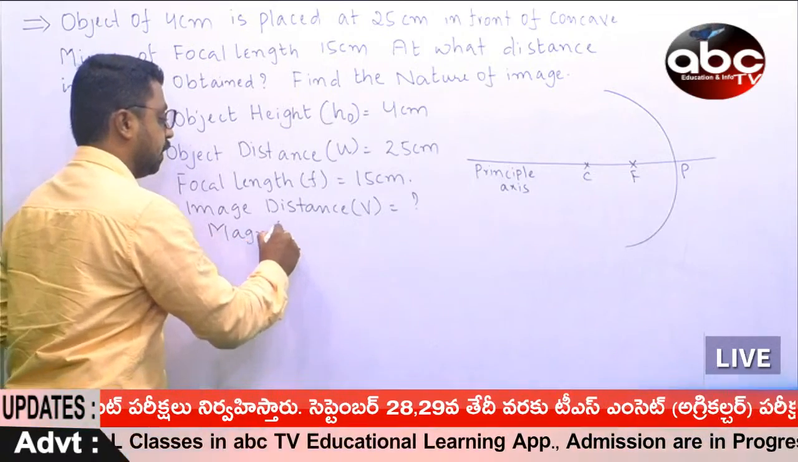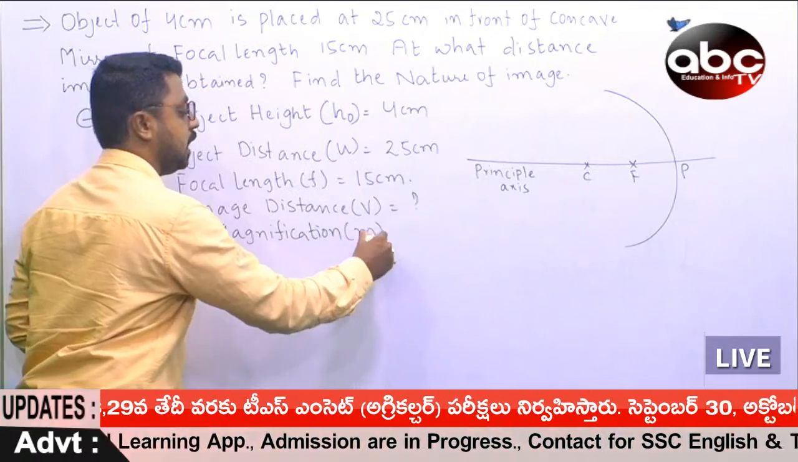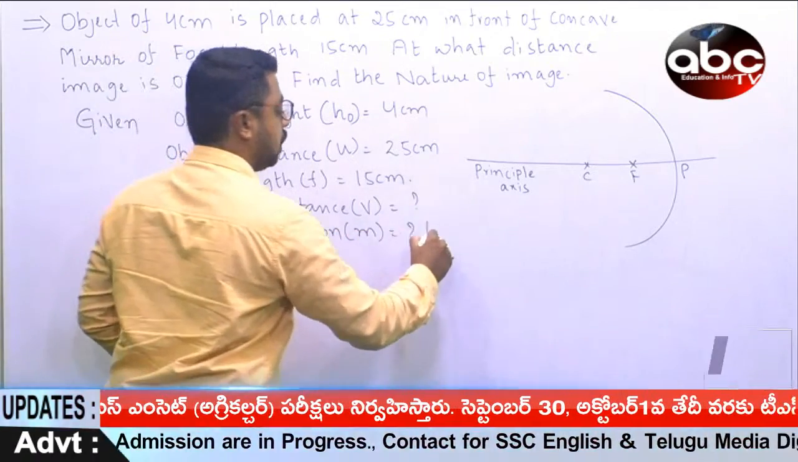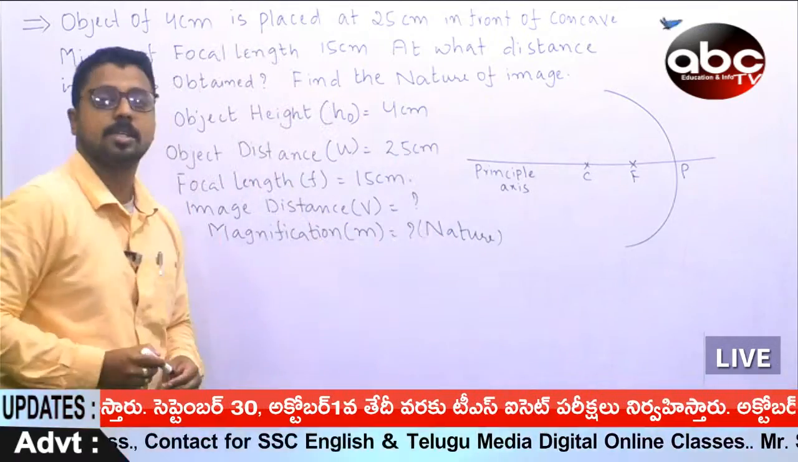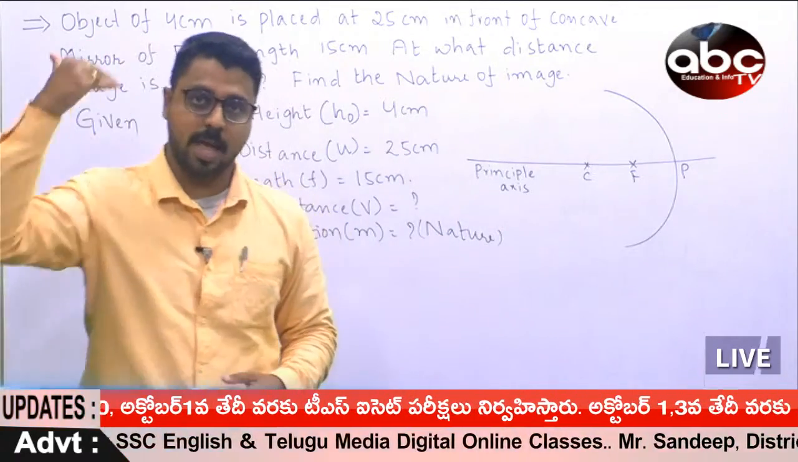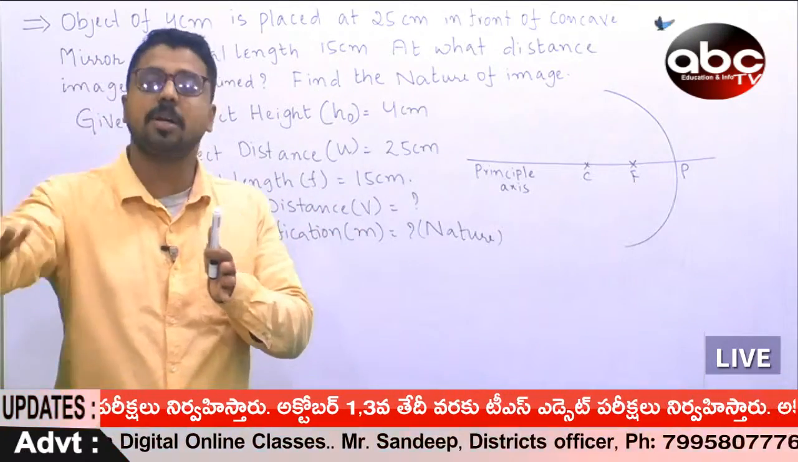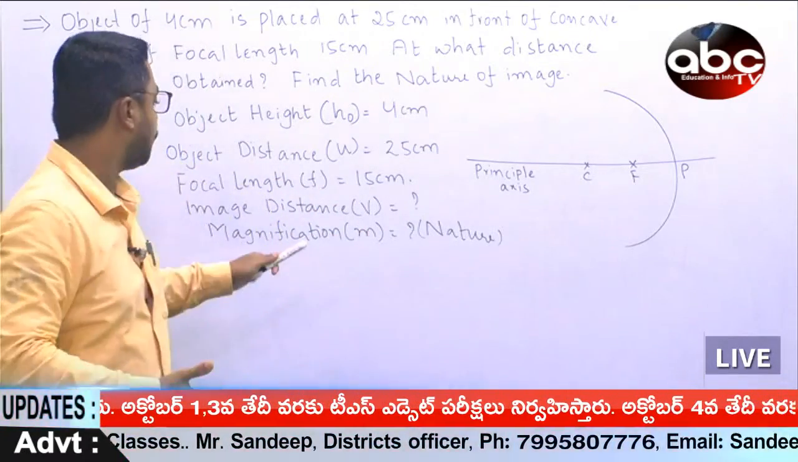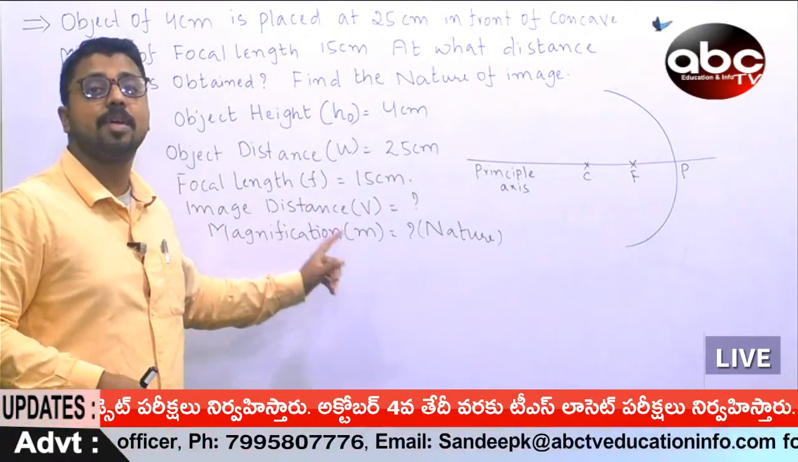If you know the properties of magnification, automatically you can find the nature of the image. That is, whether it is either inverted or erect, in front of or behind, enlarged or diminished. What type of image it is, you can find by the ratio obtained by the magnification.